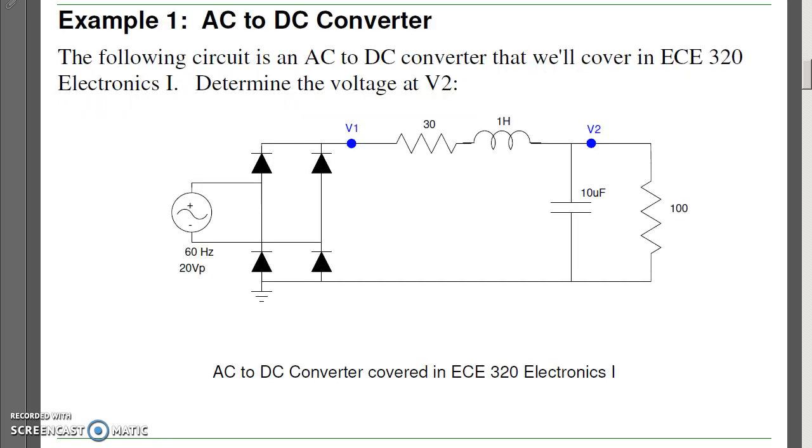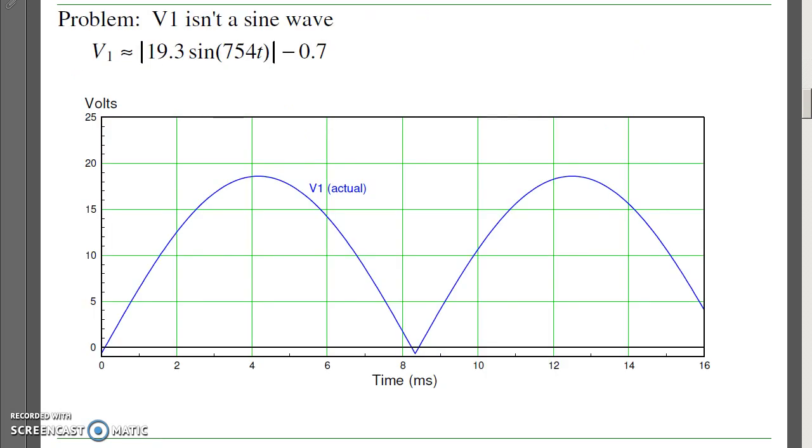The specific example I want to cover is an AC to DC converter that we'll be covering in ECE 320 Electronics 1. What I want to do is determine the voltage at V2. This circuit right here is a full wave rectifier. From our standpoint, what we care about is that the sine wave is rectified. So I have the positive half of the sine wave and the negative half that's been rectified. So this is what V1 looks like.